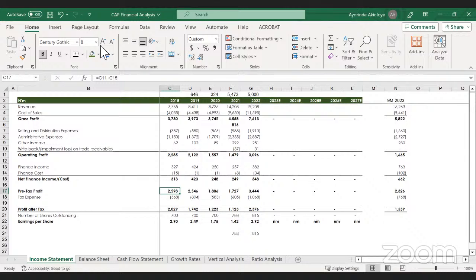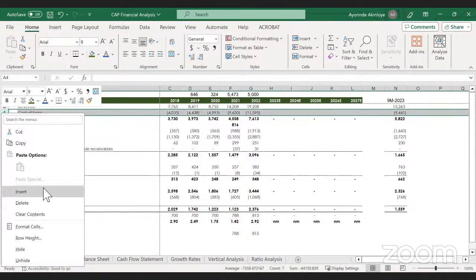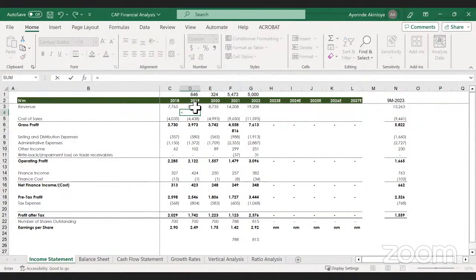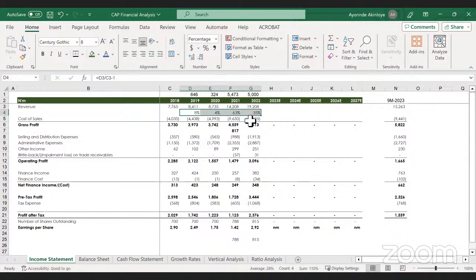What has driven it? Look at, for example, the sharp growth rates that we had in revenue here. We had a sharp 63%, 35%, whereas revenue had been growing at 4%, 8% before. Why this sharp increase? What drove it? Is it an increase in price or is it an increase in volume? Those are investigations you need to do.